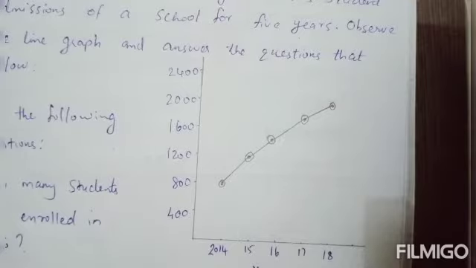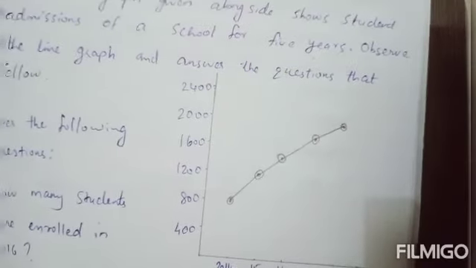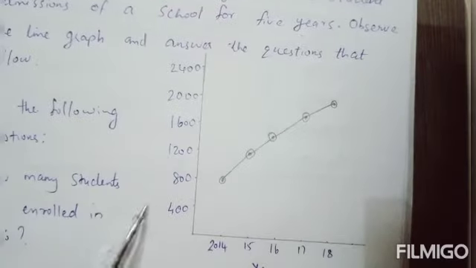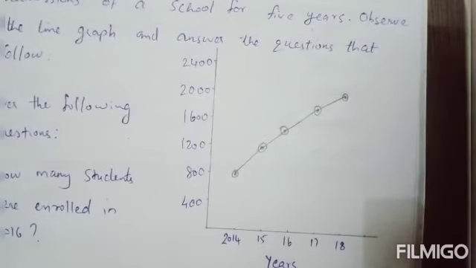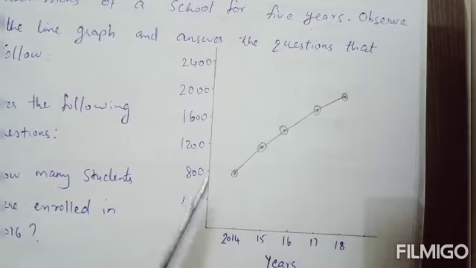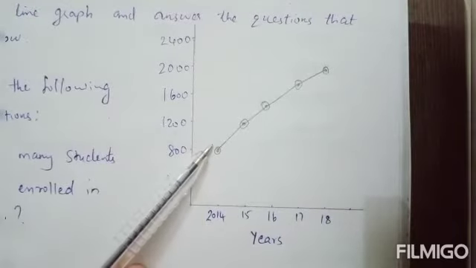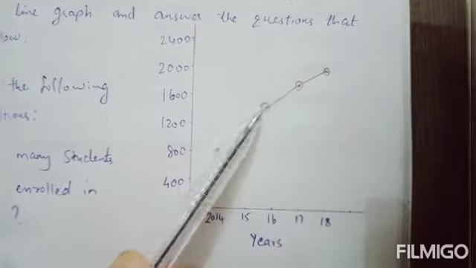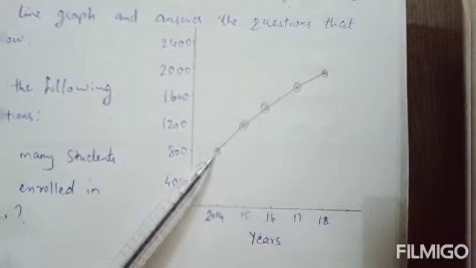So we have been discussing chapter 21, data handling. Next, let's discuss the line graph. In a line graph, data are shown using dots, and these dots are connected using straight lines. Here you can see one line graph. The data are shown using dots, and we can connect these dots using a straight line.